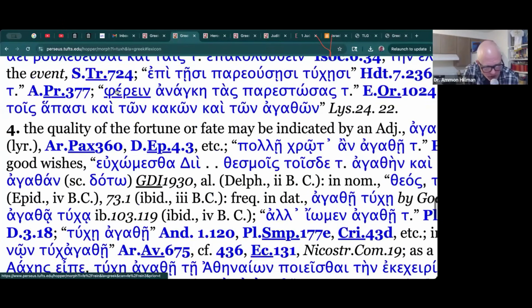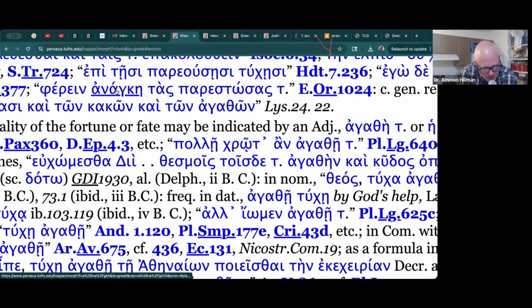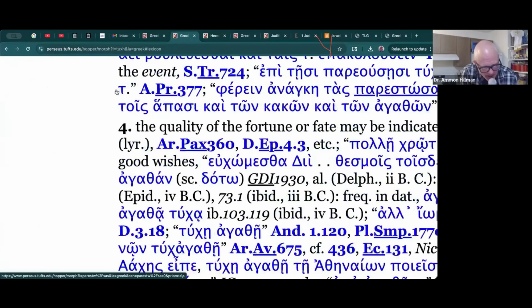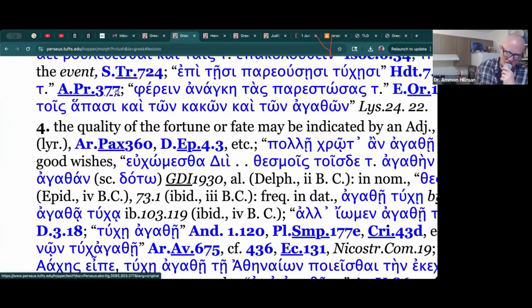Look at number 4. The quality of the fortune or fate may be indicated by an adjective. Right? Okay. And then they give you a gazillion examples, right? Look at just down here at the bottom.